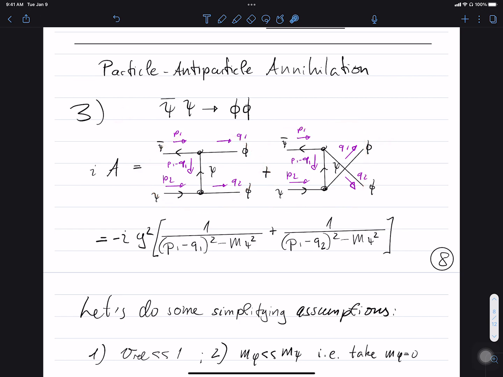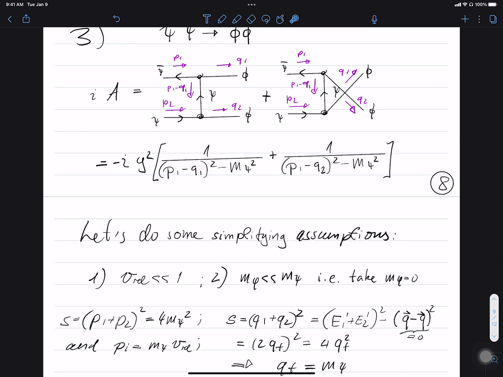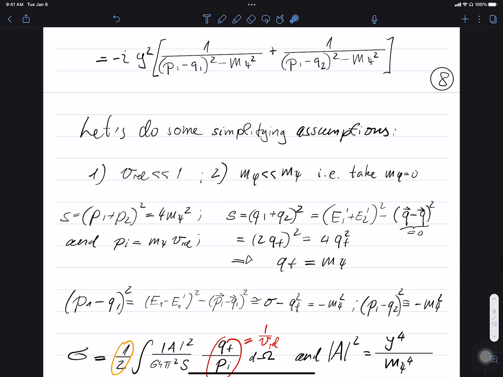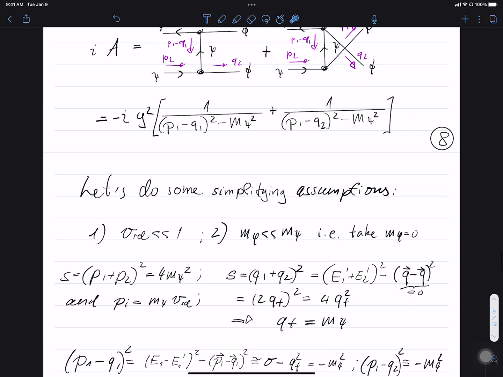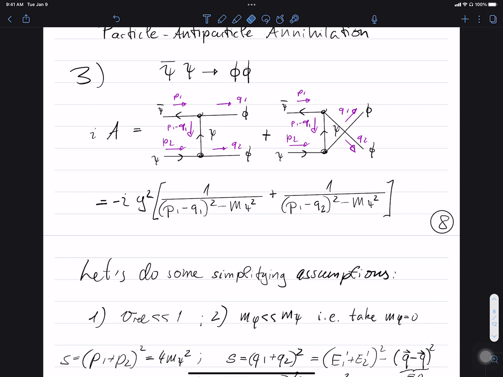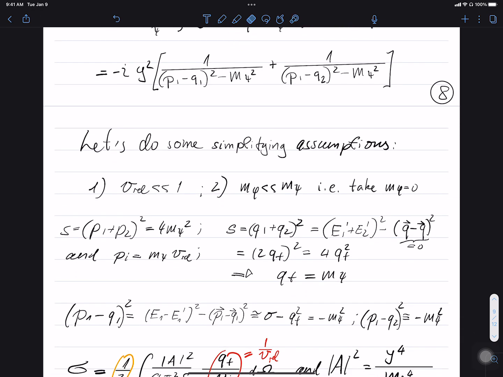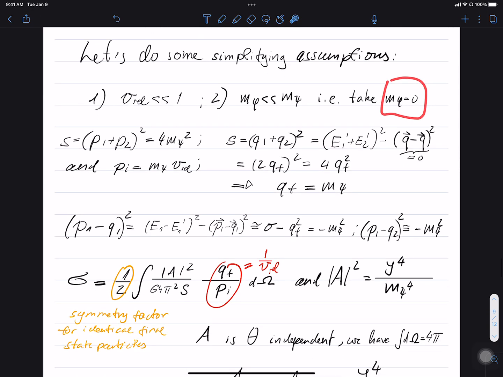We can use the Feynman rules to find the propagators, with this being the T and this being the U variable. That is evaluated, again with some simplifying assumptions. For example, the relative velocity is much smaller than 1. This is always helpful. And we can also assume that m phi is much smaller than m psi. I mean, it has to be smaller than m psi in order for this process to be energetically allowed, but let's also assume that it's much smaller. Let's even take m phi to be 0, that phi is actually massless. And then with the S, the total energy is just 4 m psi squared in the initial state.